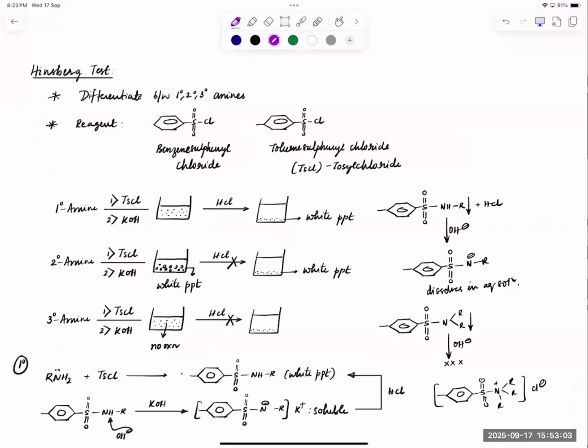The next official test which differentiates 1 degree, 2 degree, 3 degree amines is Hinsberg test. This is called Hinsberg test. So what we do in Hinsberg test is we take one reagent, that is either it has to be benzene sulfonyl chloride or it has to be toluene sulfonyl chloride. Toluene sulfonyl chloride is also called as tosyl chloride. We usually write it as TsCl. Okay. Now what exactly happens here?